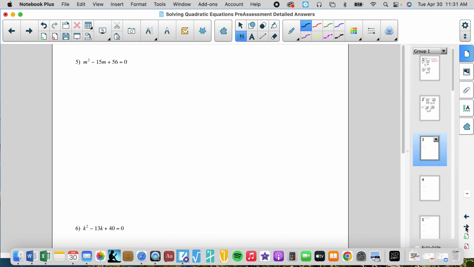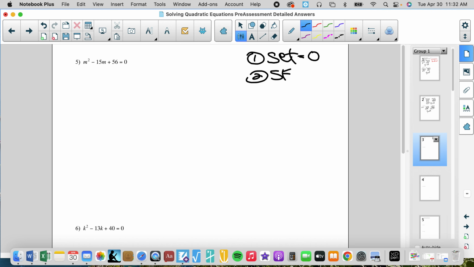Number 5, so now they are not factored, so we have to factor that. We are going to first, this is our new first, set equal to 0. We must make sure that our equation is equal to 0, because if it's not equal to 0, then we can't use the zero property.